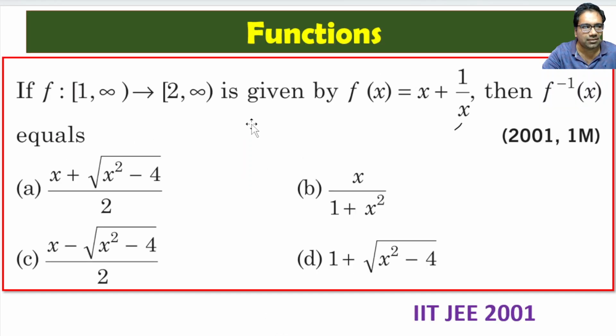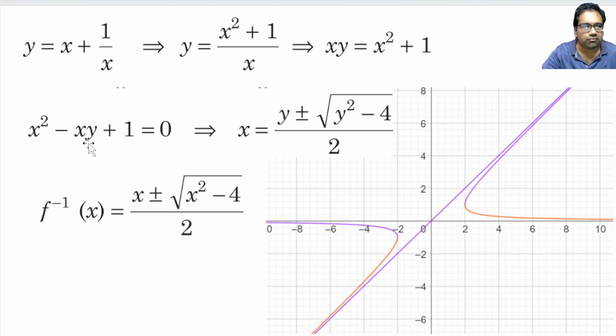Using minus b plus or minus root of b square minus 4ac by 2a, here a equal to 1, b equal to minus y, c equal to 1. So minus b is minus of minus y, which is y, plus or minus root of y square minus 4, by 2. So we are able to express x in terms of y. X equals y plus or minus under root y square minus 4 by 2. So f inverse x is naturally x plus or minus under root x square minus 4 by 2.